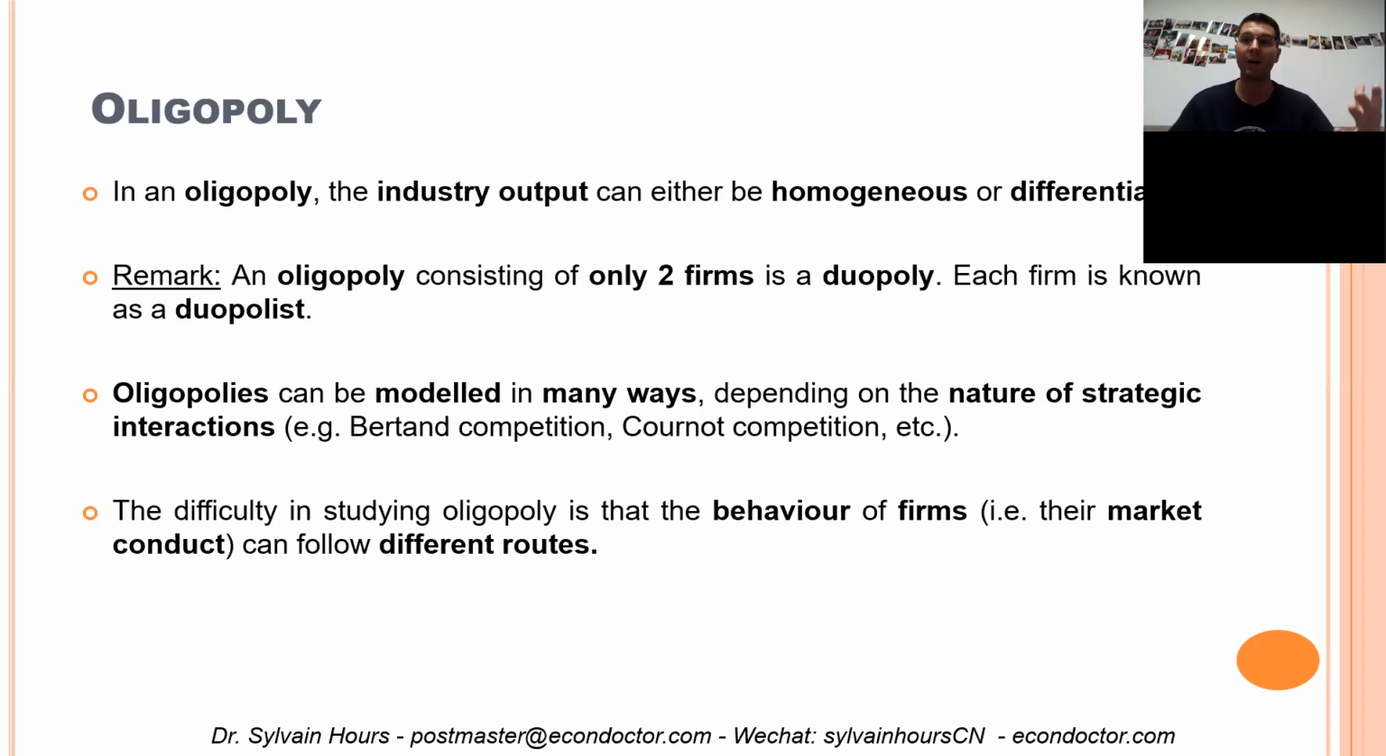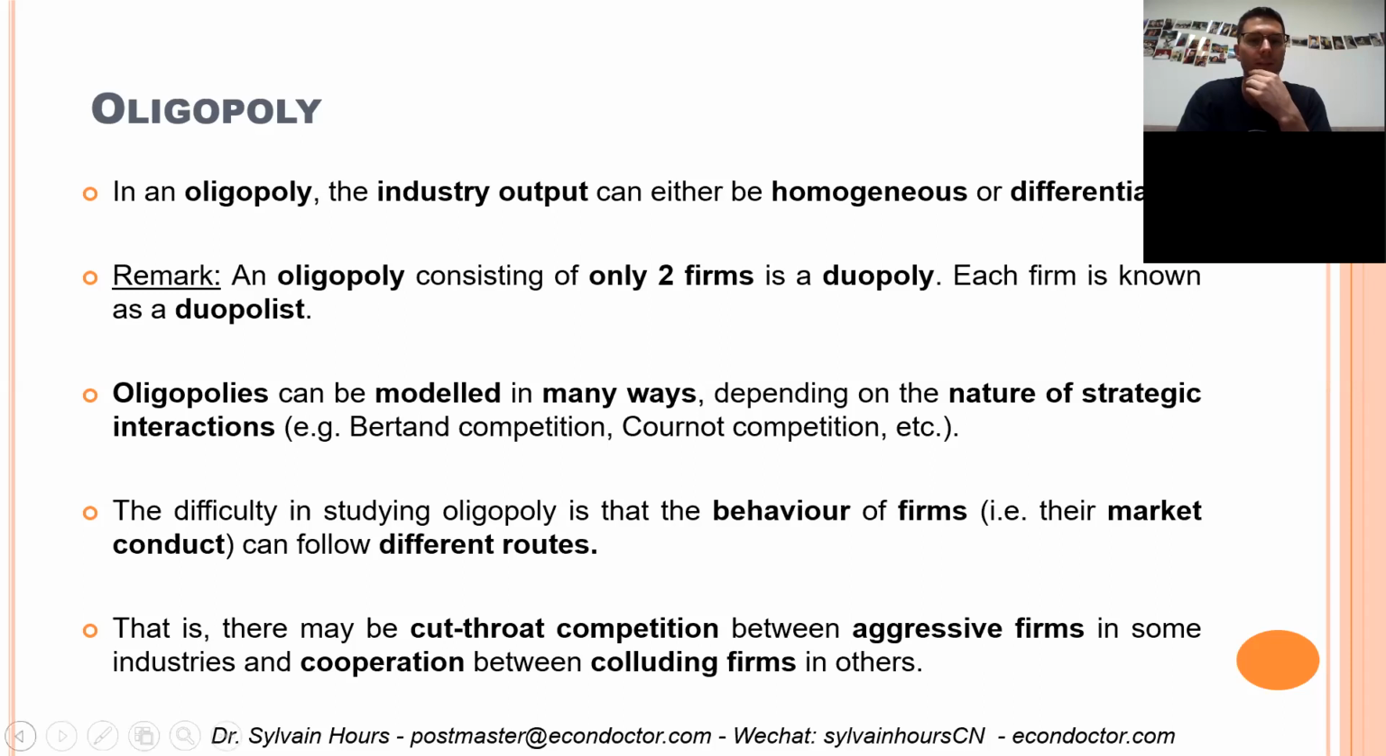So again, the outcome of an oligopolistic market, what we can predict, really depends on how we model the strategic interactions between the rival businesses. There may be cutthroat competition, which means very aggressive competition between businesses. And sometimes in other environments, when firms interact in another way, there can be cooperation between colluding firms. So competition is not aggressive at all, and firms are able to secure positive economic profit.